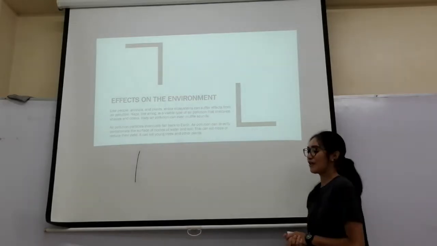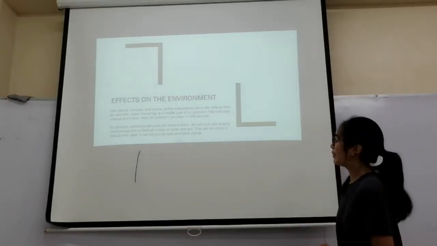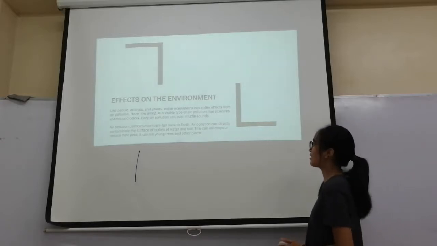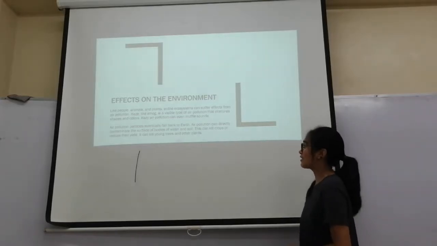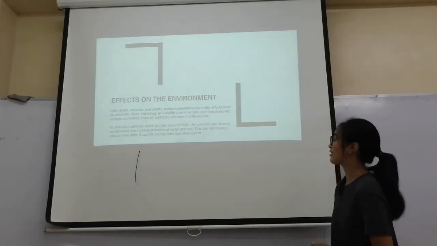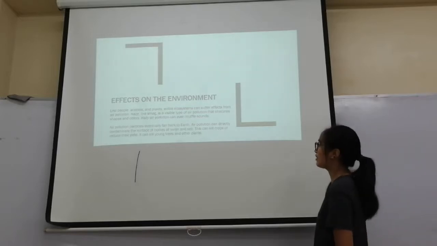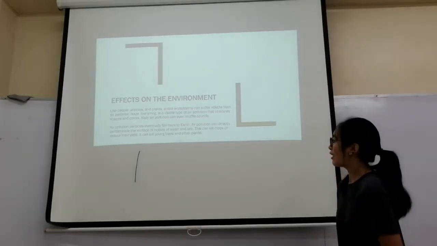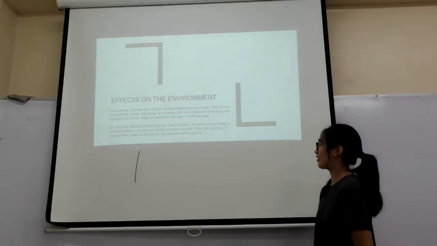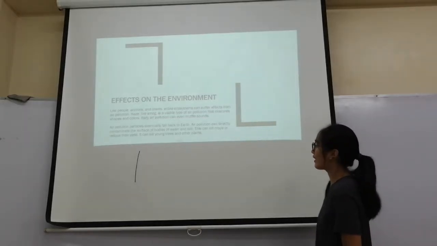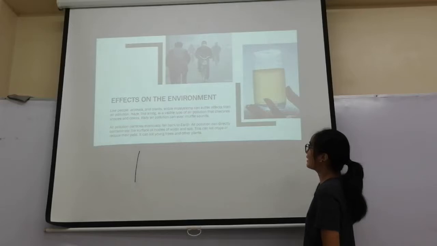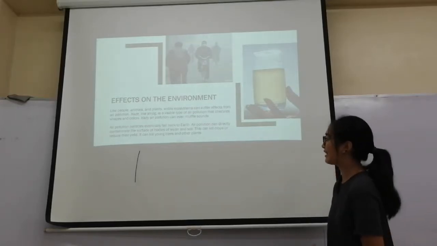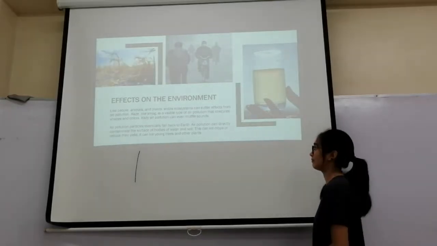So what are the effects of air pollution on the environment? Like people, animals, and plants, entire ecosystems can suffer effects from air pollution. Haze, like smog, is a visible type of air pollution that obscures shapes and colors. Hazy air pollution can even muffle sounds. Air pollution particles eventually fall back to the earth. Air pollution can directly contaminate the surface of bodies of water and soil. This can kill crops or reduce their yield, and it can kill young trees and other plants.